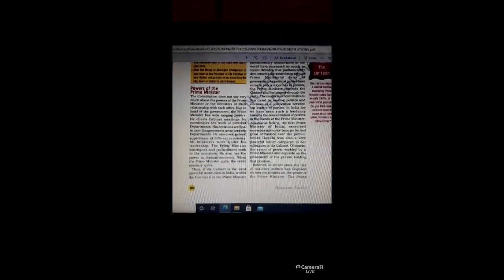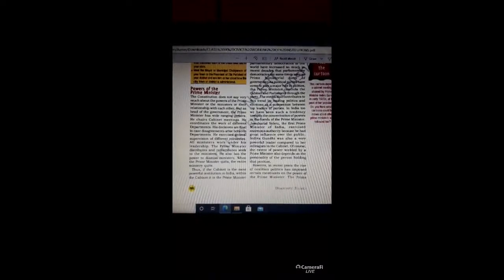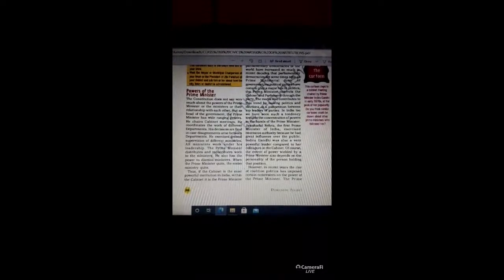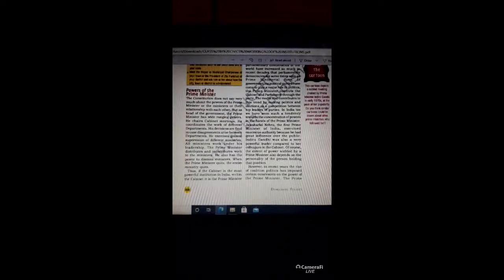His decisions are final in case disagreements arise between departments. So if any type of problem arises among the departments, the Prime Minister's decision is the last decision. Whatever dispute or problem arises, he solves it. He exercises general supervision of different ministries, and the different ministries are also supervised by the Prime Minister.